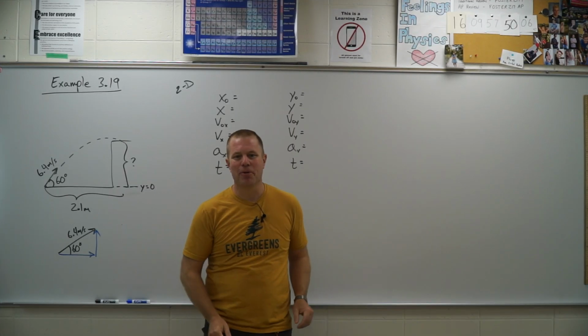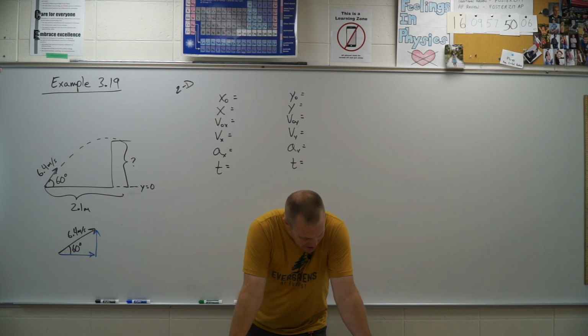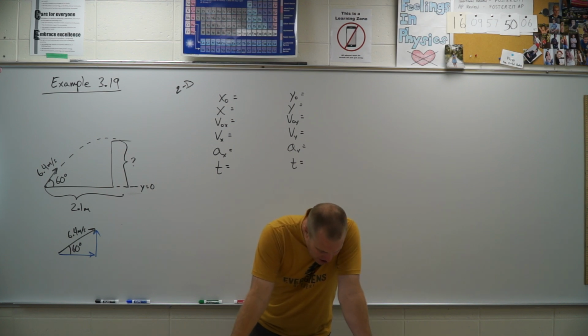Let's take a look at example 3.19. It says, win the prize. In a carnival booth, you win a stuffed giraffe if you toss a quarter into a small dish. The dish is on a shelf above a point where the quarter leaves your hand and is a horizontal distance of 2.1 meters from this point.